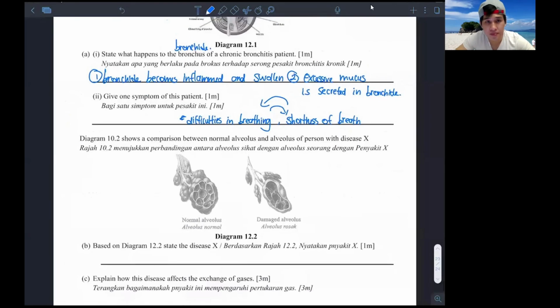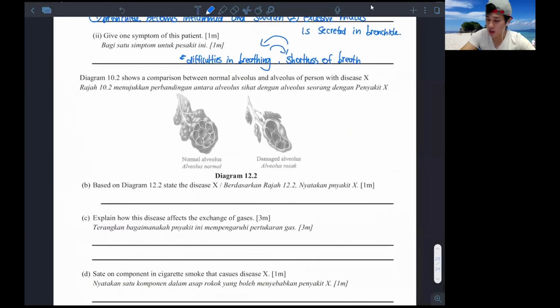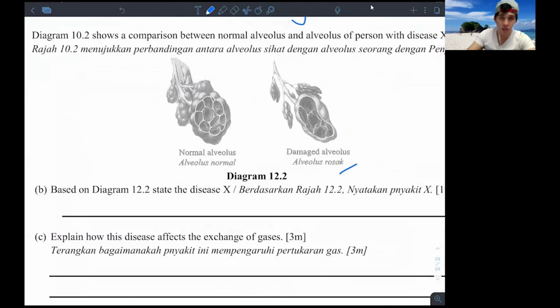Now, the last disease here. There's another disease regarding your alveoli. The first thing here, they ask you to name the disease. The alveoli are broken already. What is this disease called? It starts with the letter E. It is called emphysema.